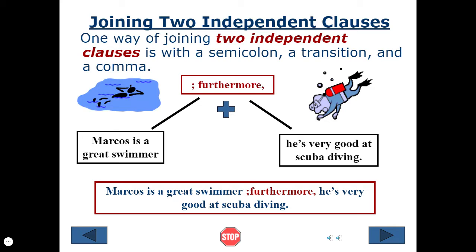So for example here, Marcos is a great swimmer. Furthermore, he is very good at scuba diving. So we can see here that our transitional phrase is the word furthermore. And grammatically speaking, to properly add it into the sentence, we use a semicolon, the transition word, followed by a comma. But that's how you use transition words between two clauses within a sentence.